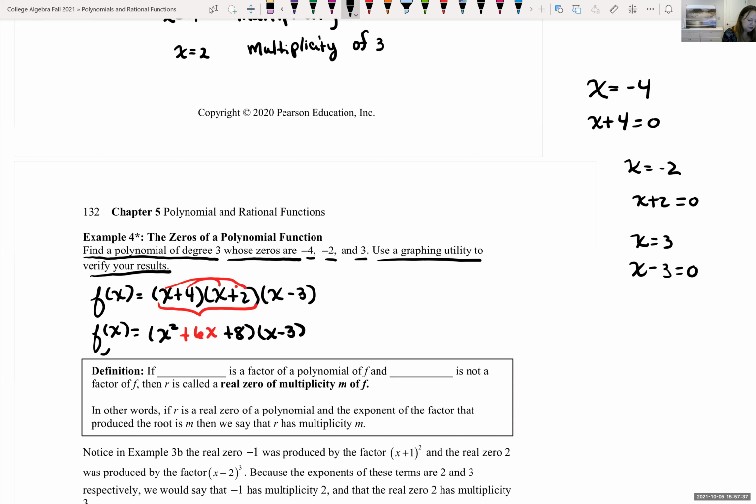So again, we have to distribute. x squared times x gives me x cubed. x squared times -3 is minus 3x squared. 6x times x gives me 6x squared. 6x times -3 is -18x. 8 times x is 8x. And 8 times -3 is minus 24.